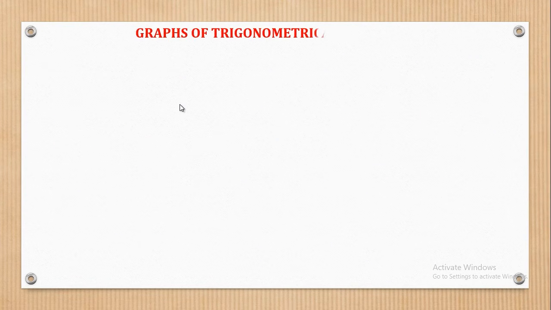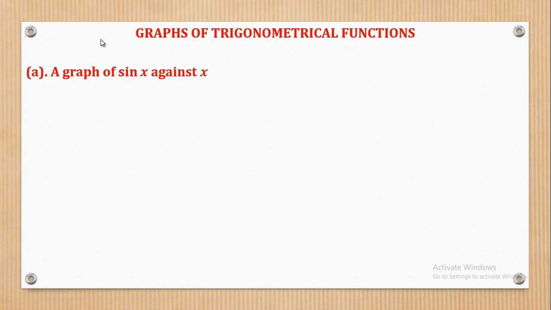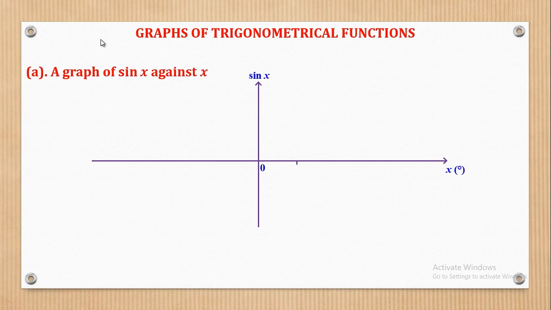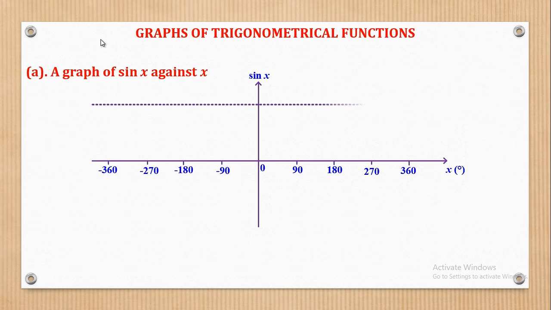So we have seen how to get trigonometrical ratios without using tables or calculator. Now we shall draw some of the graphs of trigonometrical functions, and that is graphs of sine and of cos and of tan. So we shall start with the one of sine x against x. We shall start by drawing the axes and labeling them, then demarcating the axes. Then we shall now draw our graph in that.